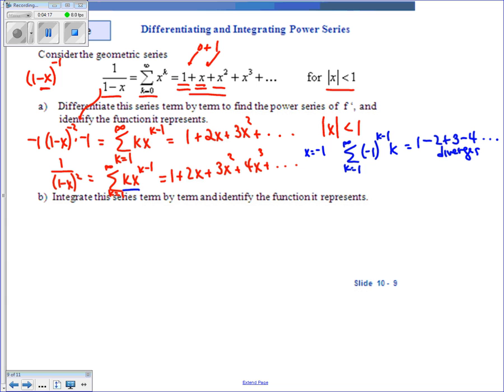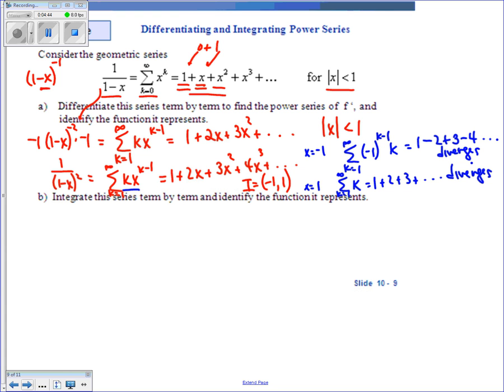Now let's let x equal +1. I'd have 1 to the k minus 1, so that's just going to be a 1. I would just end up with the summation of k, which would just be 1 plus 2 plus 3 plus dot, dot, dot, which we also know diverges. So the interval of convergence here is just the interval from -1 to 1.